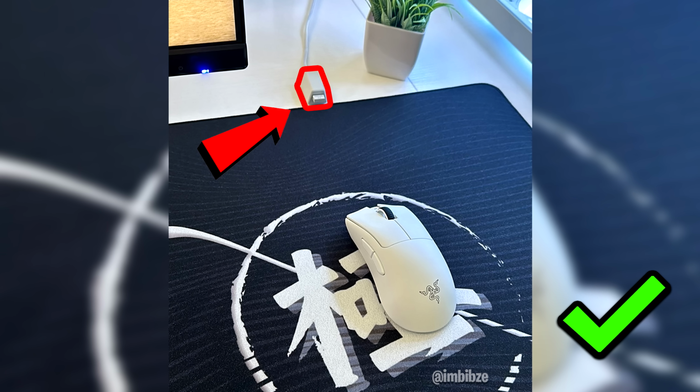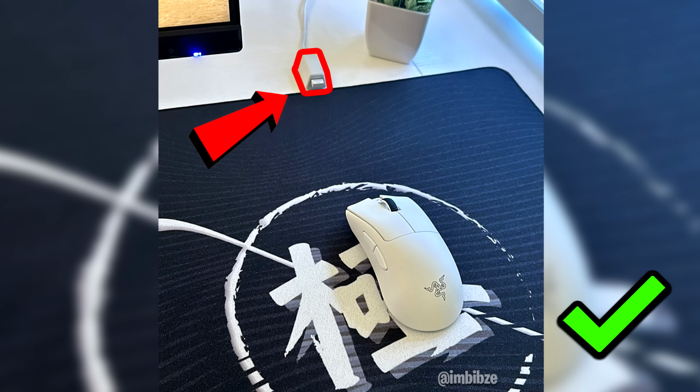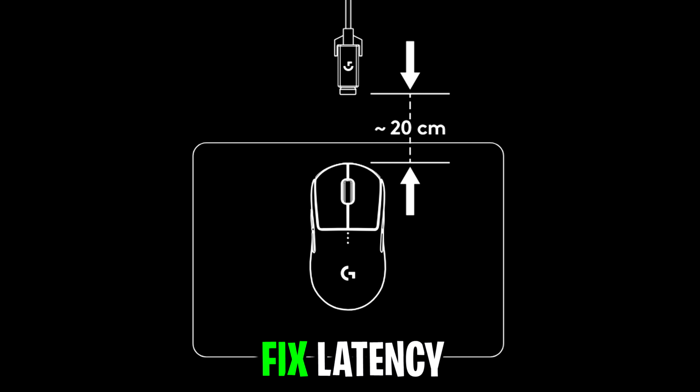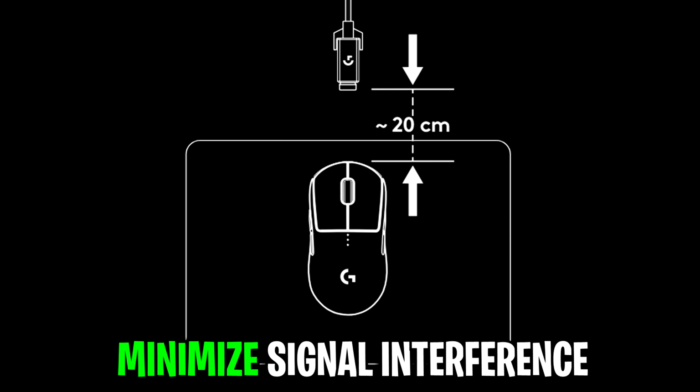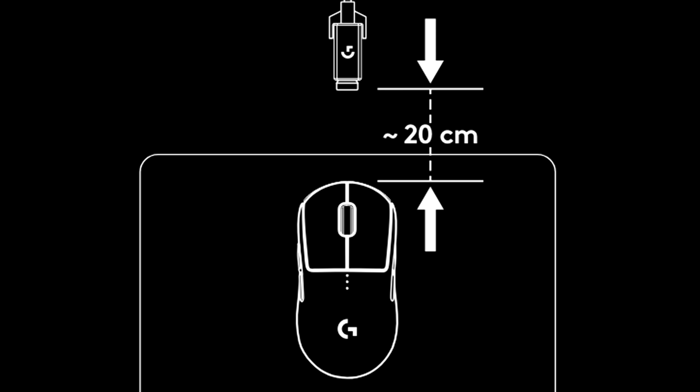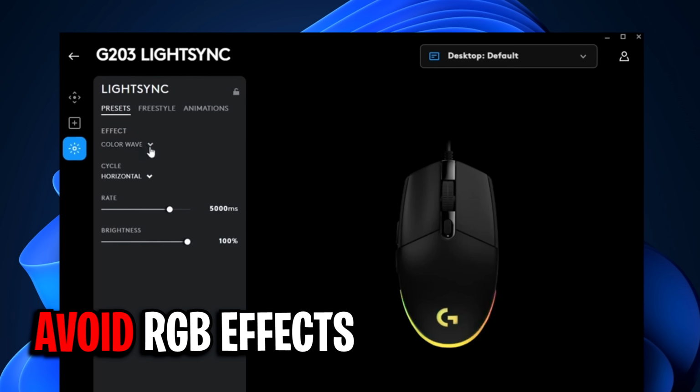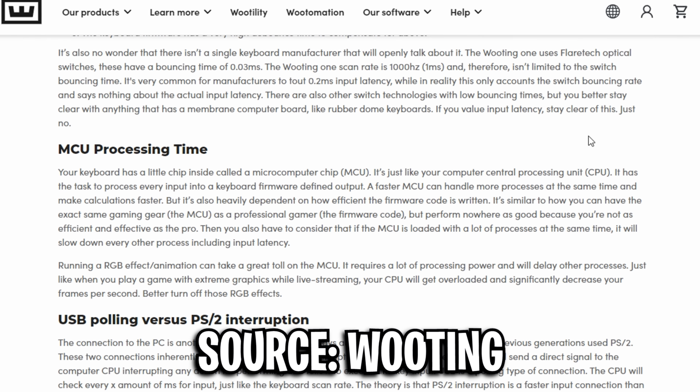Also, if you use a wireless mouse, which I'm assuming a lot of you do now, please, please, please do ensure that you have the dongle set up properly and it isn't too far from the mouse. You want to keep it as close as possible to reduce any sort of interference, which can in turn cause input delay. Try to avoid RGB effects on your mouse and keyboard, as that's also been proven to slightly drop your FPS.